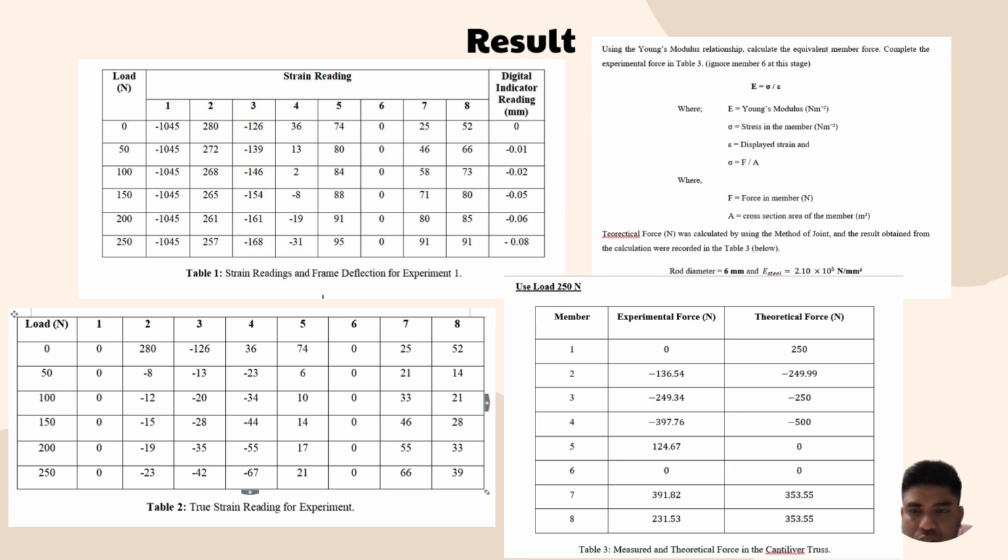Table 1 is the data of strain reading and frame deflection for experiment 1. Table 2 is the data of true strain reading for the experiment. And we use the load of 250 newtons to calculate each member, member 1 until member 8, to get the experimental force in newtons data and theoretical force in newtons data.